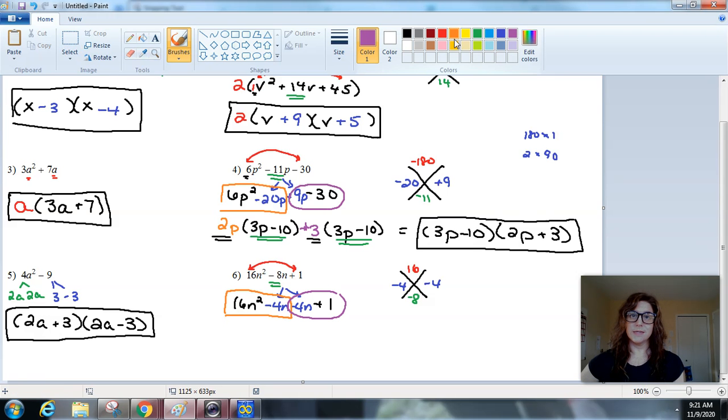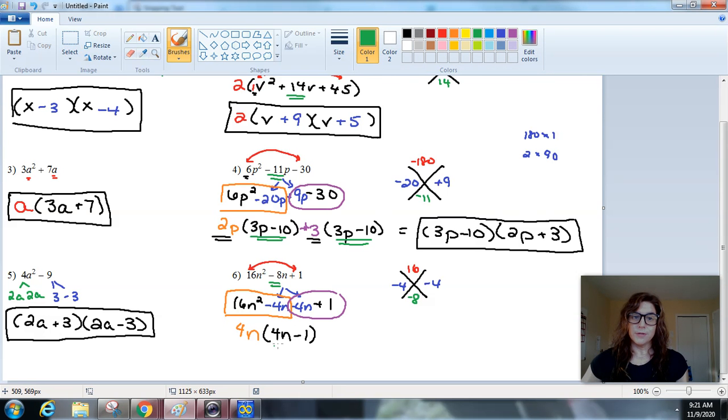First two, 16n squared minus 4n. Well, they're both divisible by 4, and they both have an n. So that's the GCF I'm taking out of those two groupings. 16 divided by 4 is 4. N squared, taking an n away, is just n. Negative 4 divided by a positive 4 is a negative 1. And again, that n went away there.